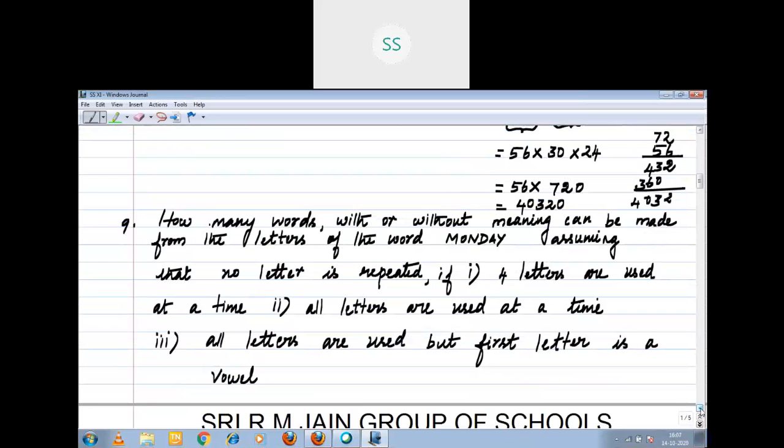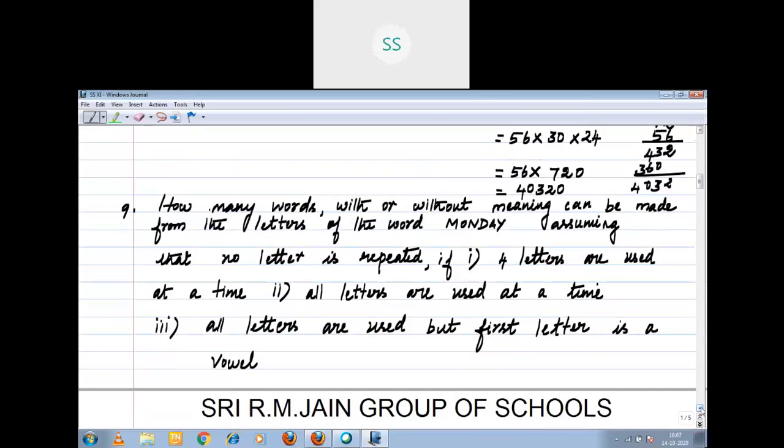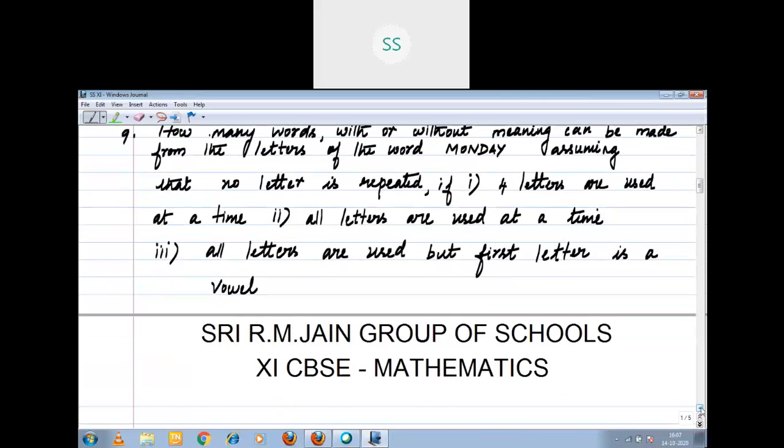Now, next question number 9. The same way. How many words with or without meaning can be made from the letters of the word MONDAY? Here how many letters are there? 6 letters, 6 different letters. Assuming that no letter is repeated, first condition: 4 letters are used. That means 6 different letters are there. You are going to take only 4 letters. Which 4 letters we don't know. At the same time, no repetition, right? Different letters only you want to take from the 6 letters.